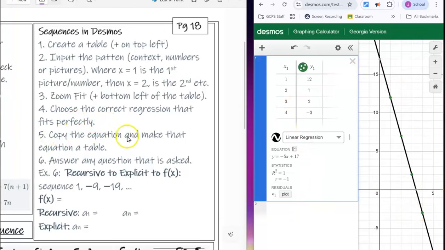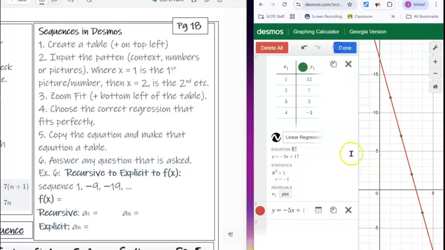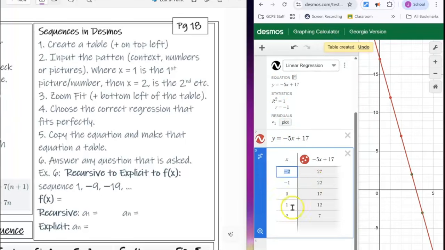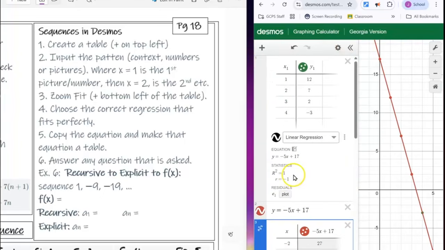So I keep going: copy the equation and make the equation a table. To copy the equation, I hit the notepad. You can also just copy it down if you want to. Then hit the gear or settings and then table. That allows me to get any term I want. If I come to the bottom number, which is 2, and I hold down enter, you can see it gives me a whole bunch of values depending on what I want.